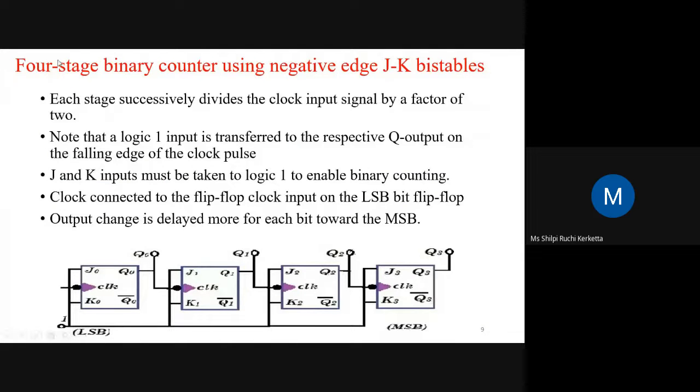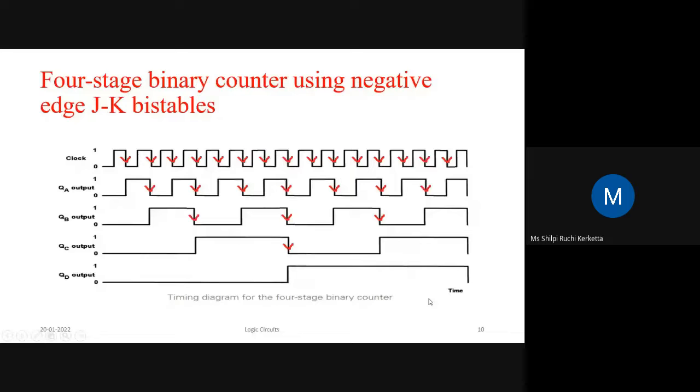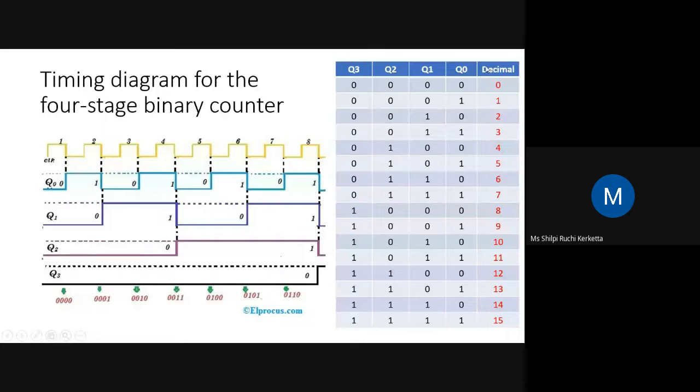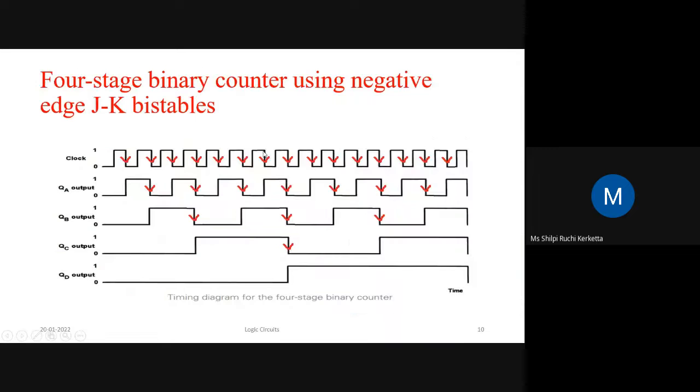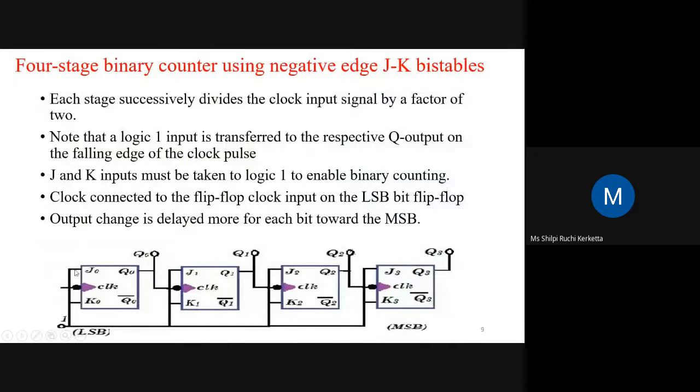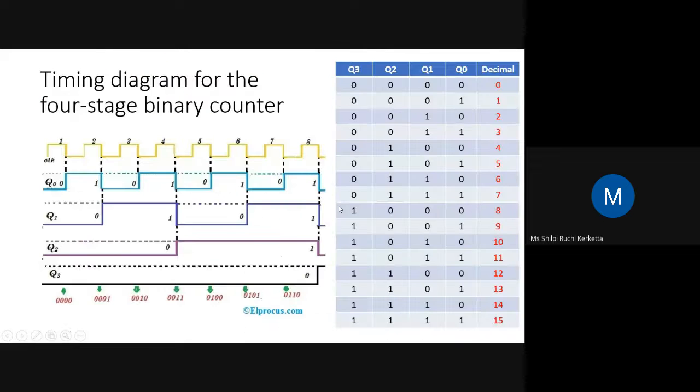So for a 4-stage binary counter, we have 4 flip-flops. Here is the least significant bit, and here is the most significant bit, but the circuit is a little bit opposite. And J and K we are again giving as 1, and this part is used to calculate the first numbers.